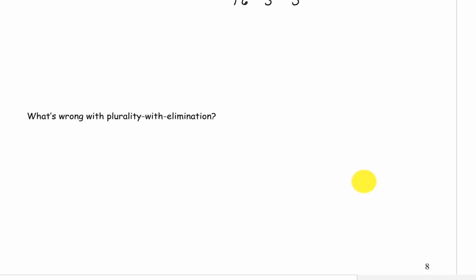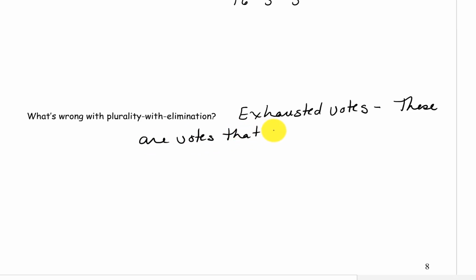So one thing that can happen that's not so great with the plurality with elimination method is that you can end up with something called exhausted votes. And these are votes that may not count. So this can happen if all the candidates below on the ballot have been eliminated.